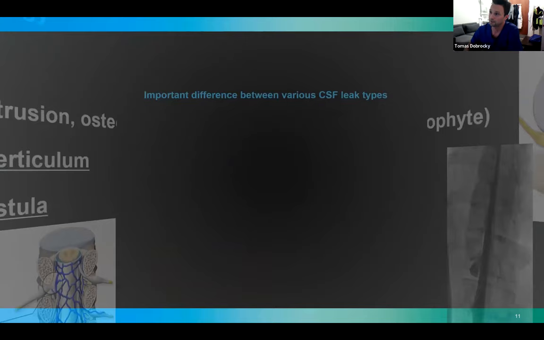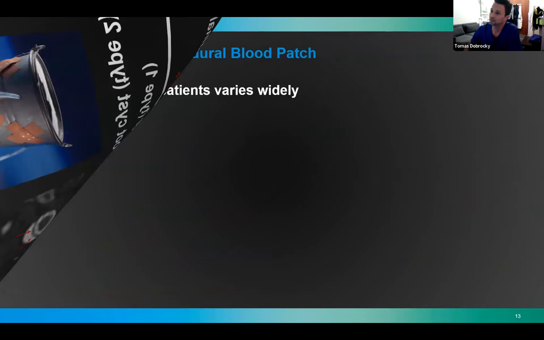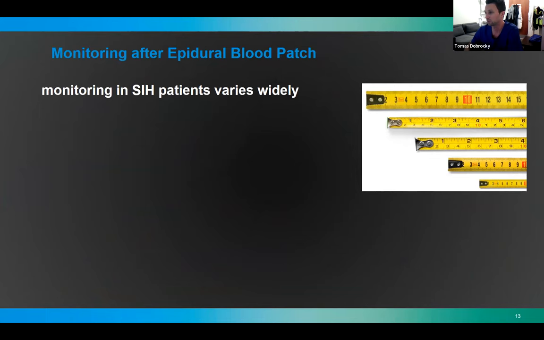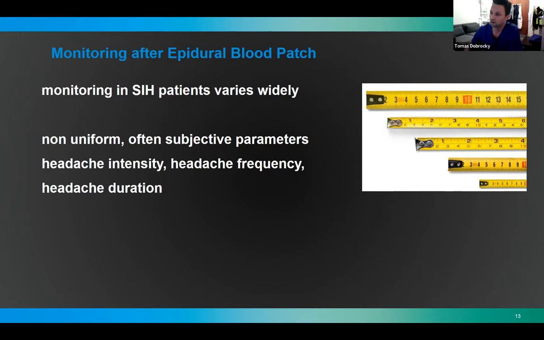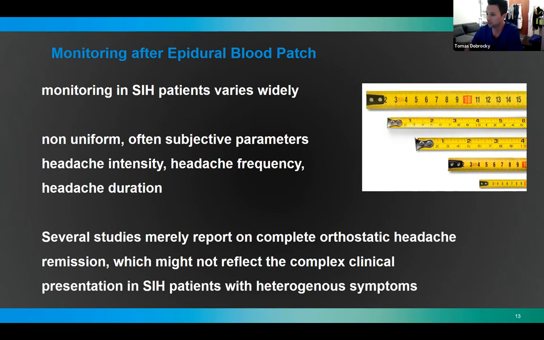I'll skip this. And the monitoring in those patients varies very widely. So in the literature, the criteria that are being reported are very subjective: headache intensity, sometimes headache frequency or duration. Maybe just focusing on the headache might not reflect the complex picture of SIH patients, because as discussed previously, those patients might have other symptoms, and there are patients with non-orthostatic headache or no headache who still have SIH. So just looking at the headache as a parameter after a blood patch might not be appropriate.